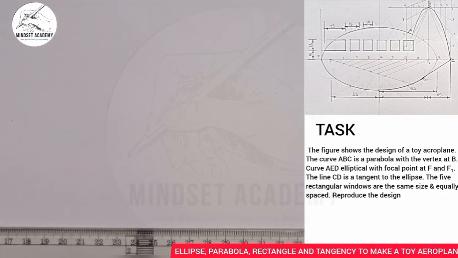Reproduce the design. Now, what this question is just telling us is that we have a toy aeroplane that is made from an ellipse, a parabola, and a tangent line. Those three things, and also a rectangle. So we have to reproduce this. I'll be starting with the ellipse. And we are told that AED is the ellipse.